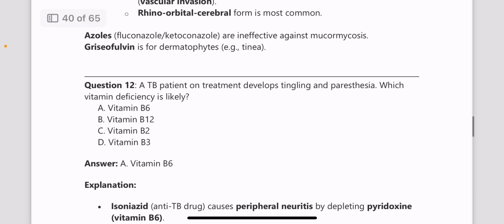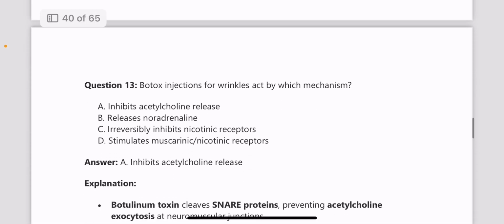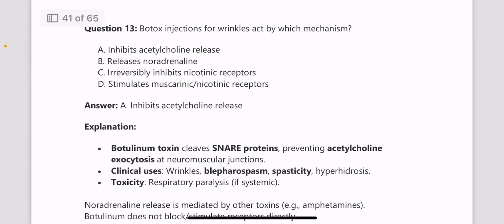Next question, a TB patient on treatment develops tingling and paresthesia. Which vitamin deficiency is likely? So tingling, paresthesia are features of peripheral neuritis, and it is associated with vitamin B6 deficiency. Next question. Botox injections for wrinkles act by which mechanism? Answer is inhibits the acetylcholine release.